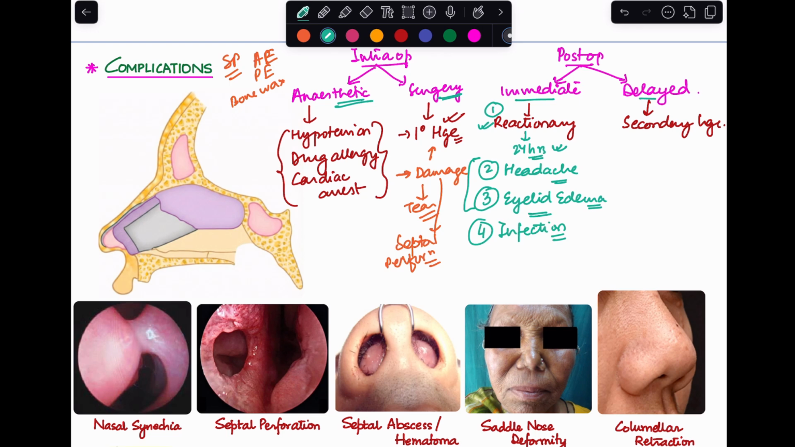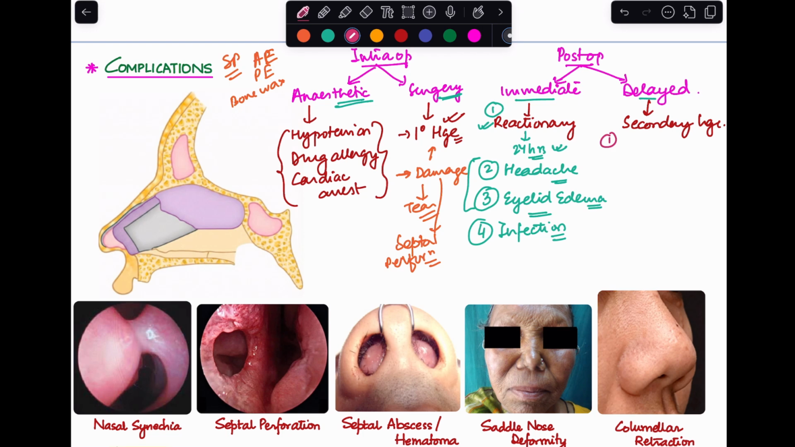So the packing of the nose may result in infection of the nose and paranasal sinuses and even the middle ear. So these were all our immediate complications. Now let's move on to discuss the delayed postoperative complications. Most of these delayed complications occur more often in SMR than in septoplasty. That's because SMR is a more radical surgery, whereas septoplasty is a more conservative procedure that we do. If you want to know the differences between SMR and septoplasty, I have a separate video on that. You can check it out over there.